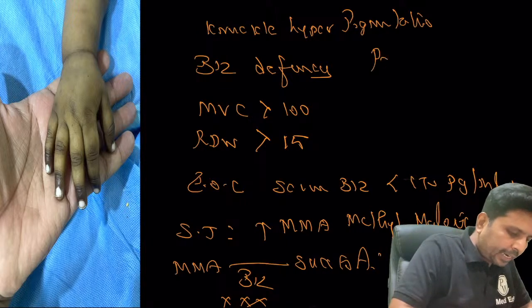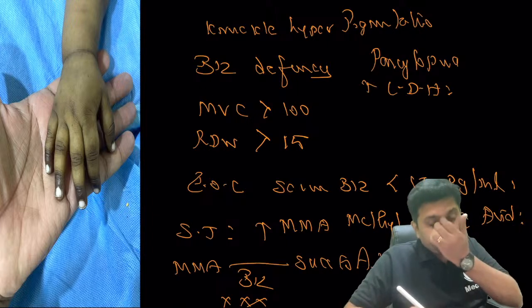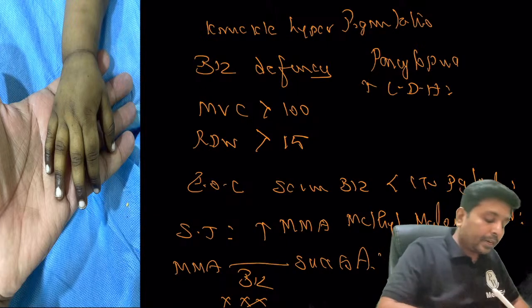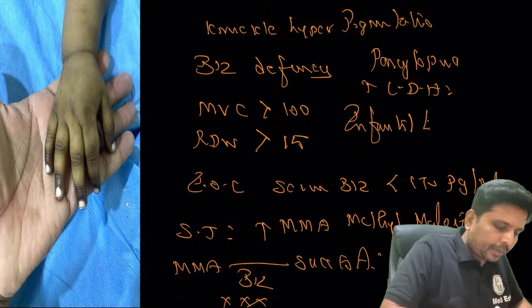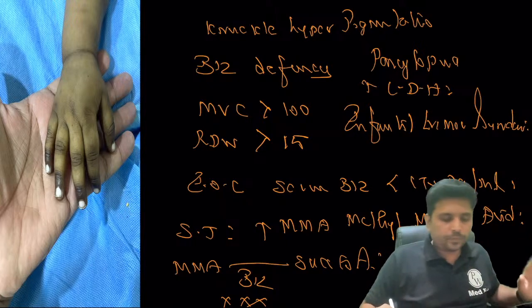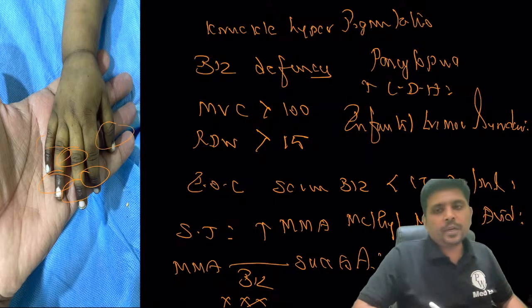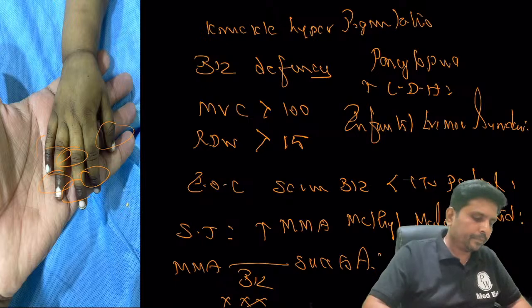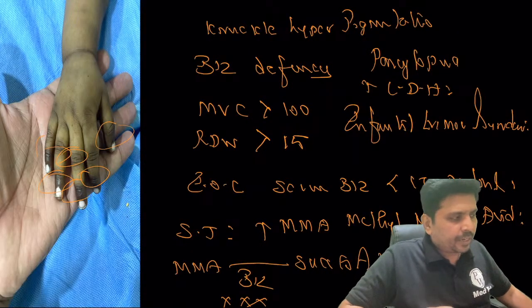Apart from that, it can also lead to pancytopenia. It can also lead to increased LDH. Which one? B12 deficiency. And it can also lead to infantile tremor syndrome. And what is this? Knuckle hyperpigmentation, suggestive of B12 deficiency.